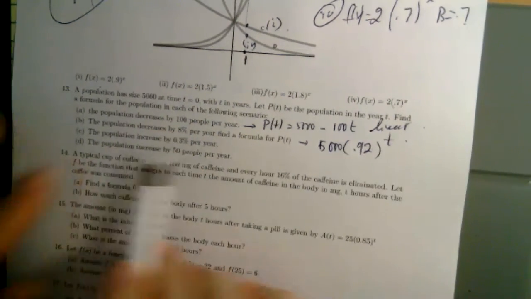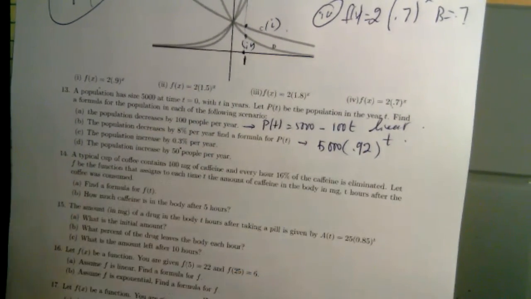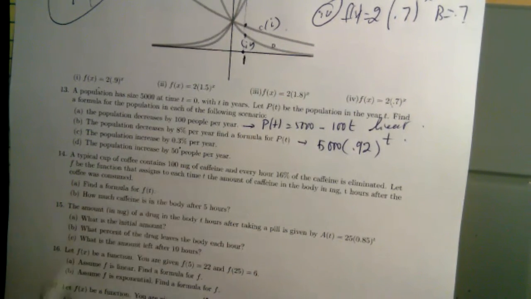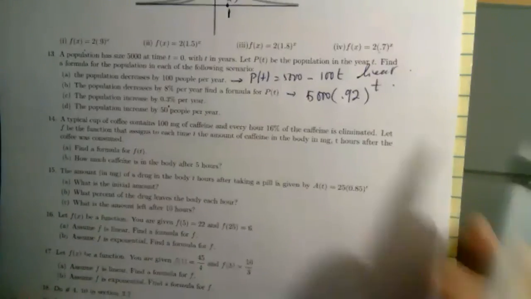And the rest is the same. Increase 0.3, that's an exponential. Increase by 50, that's a linear. So linear by the same amount, exponential by the same percent or by the same factor. All right, so I guess I am done.